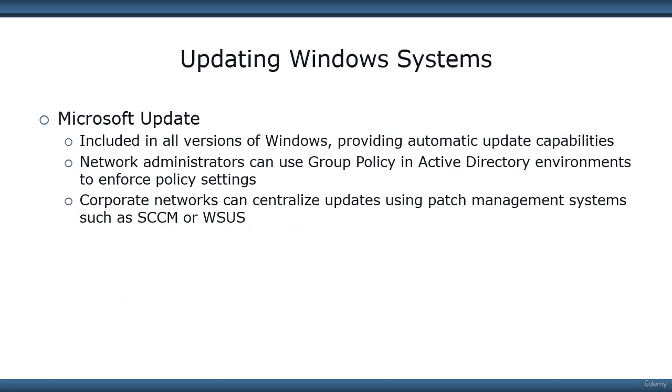Microsoft Update is the method of updating Windows. It's included in all versions of Windows, and it does provide automatic update capabilities. Sometimes network administrators can use group policy in Active Directory environments, and that helps to enforce those policy settings. And corporate networks might utilize patch management systems like WSUS or System Center Configuration Manager. WSUS is Windows Server Update Services, and these have been used historically in Windows networks to make sure that both clients and servers are automatically applying patches.